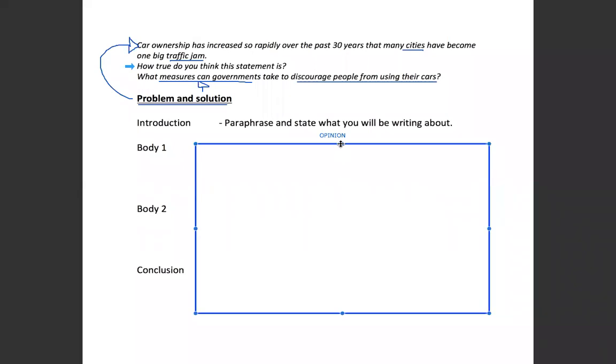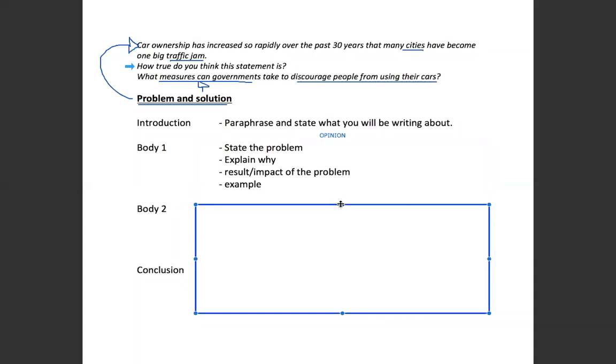We talk about the problem, right? It's a problem solution essay. They've given us a problem. So the first thing we need to talk about is what the problem is. And obviously this is traffic jams. So we state the problem, increasing traffic jams in cities.